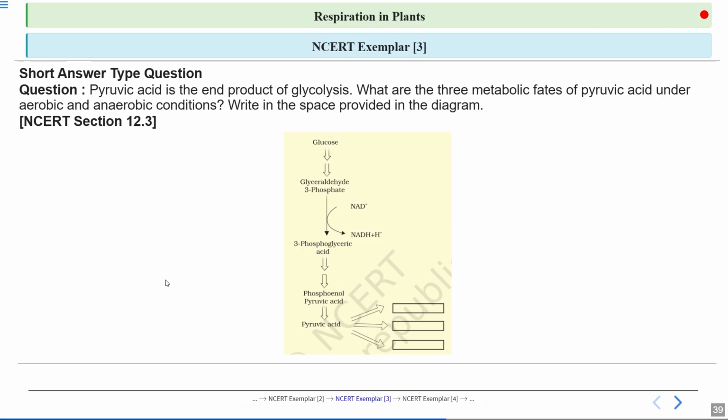So students, now let's look at the next question. Pyruvic acid is the end product of glycolysis. What are the three metabolic fates of pyruvic acid under aerobic and anaerobic conditions? And we have to write in the space that is provided in the diagram. So here you can see we have to fill in these three boxes. So let's look at the solution.